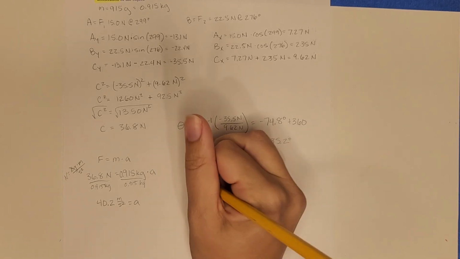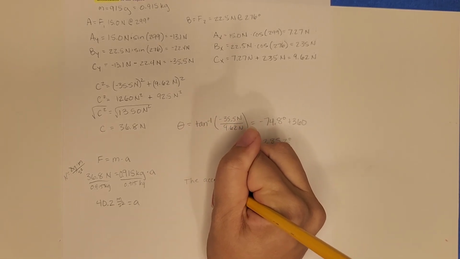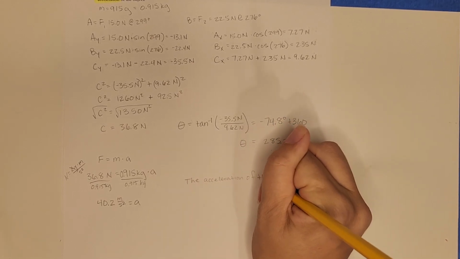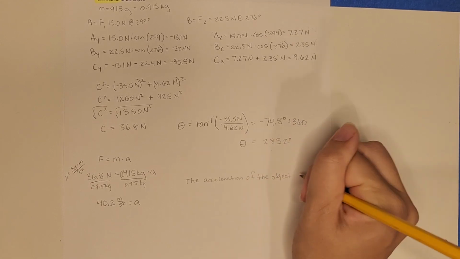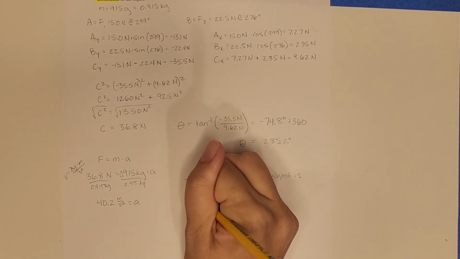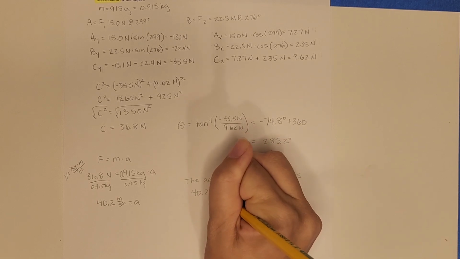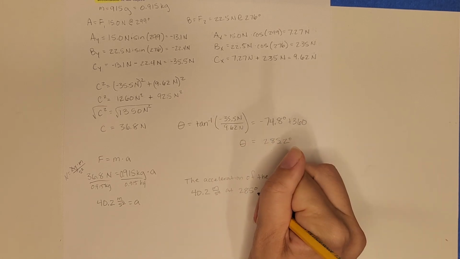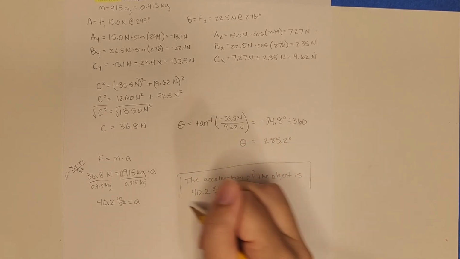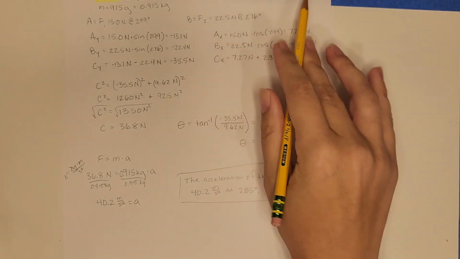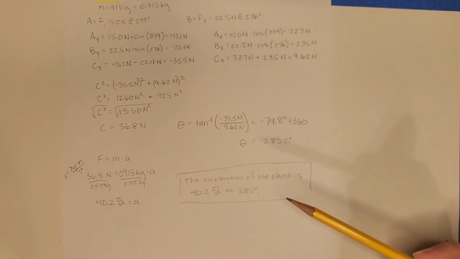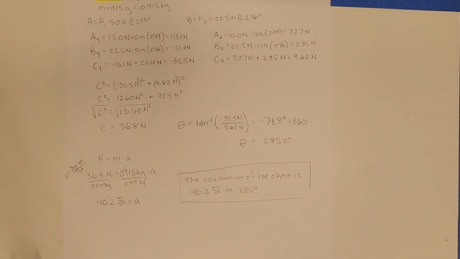And so my final answer is that the acceleration of the object is 40.2 meters per second squared at 285 degrees. Okay. And just double checking that, the question asks, what is the acceleration? Acceleration I have highlighted, so I need direction, I have direction, and my answer is answering what the question is asking for.